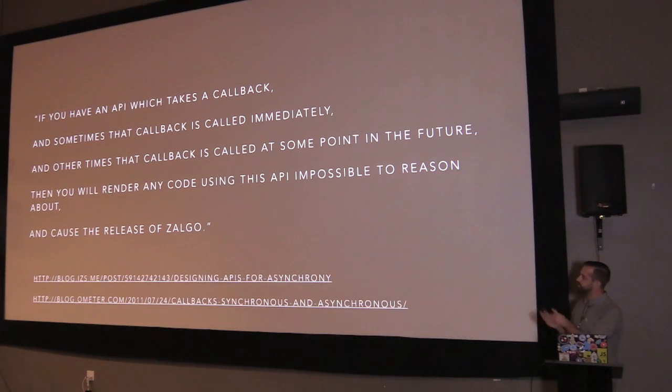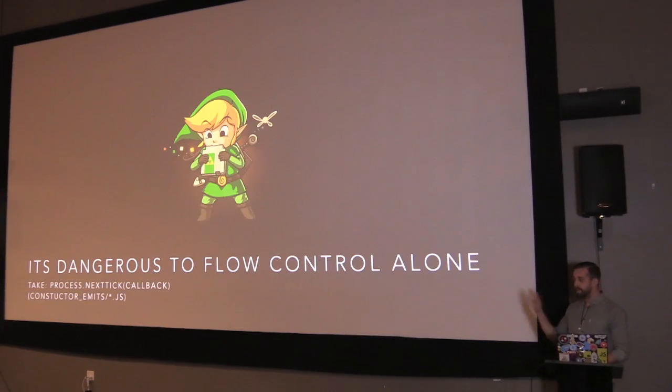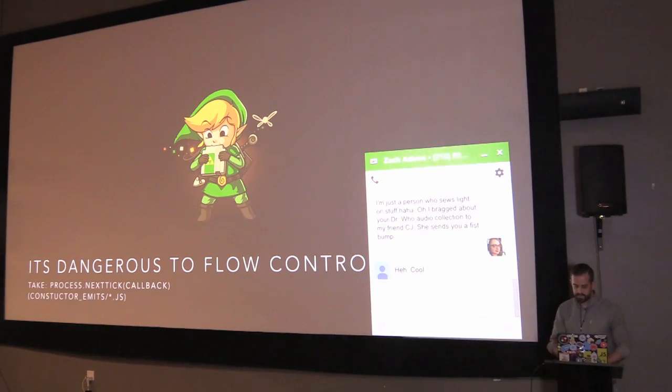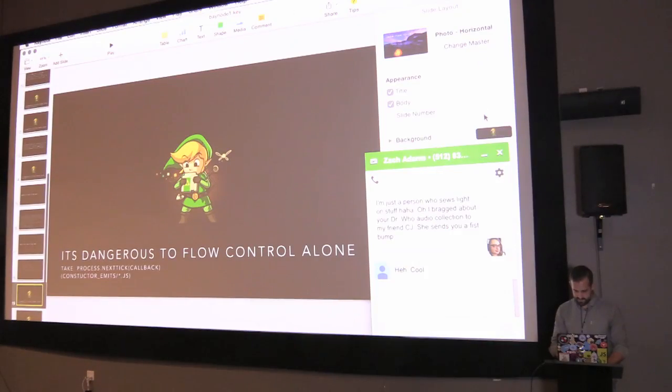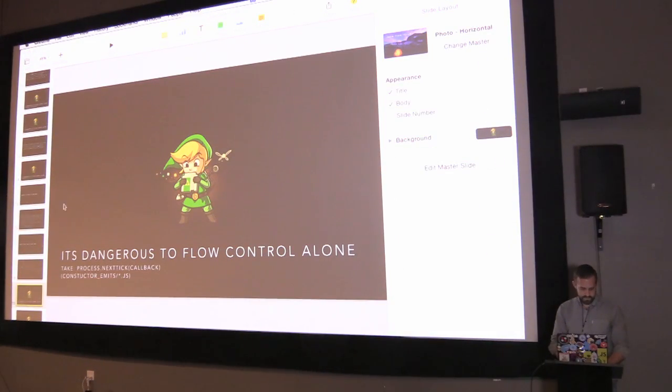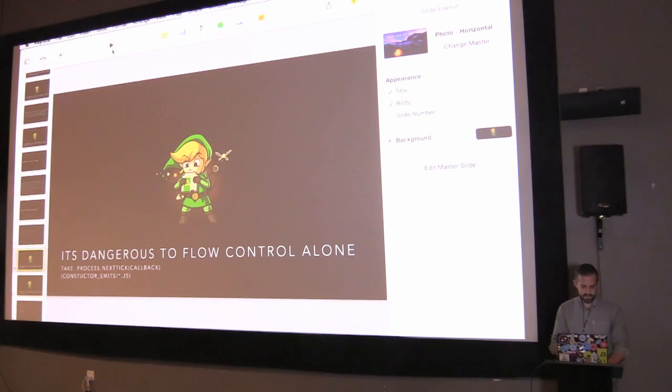I'm going to assume that most of you have at this point. If you have an API that takes a callback, and sometimes it's called immediately, and other times it's called at some point in the future, then you render any code that's using this API impossible to reason about, and you cause the release of Zalgo. I actually don't really understand what that last line means, but I think it's bad. I think it's really bad. So, oh, and here's Node Botanist. See if I can not expose anything that I'm not supposed to hear.